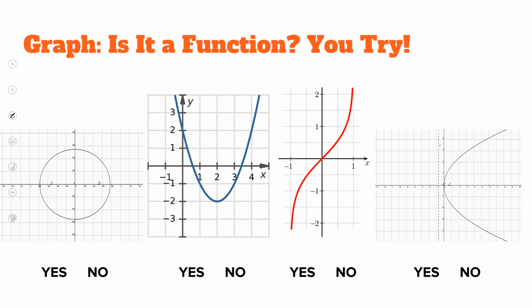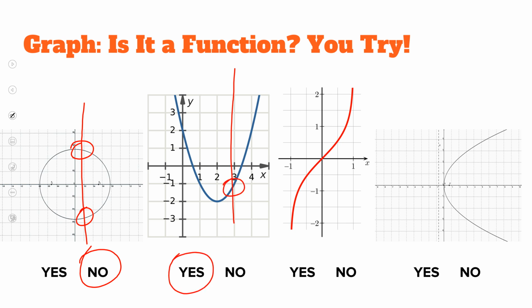This first example, I've given you a circle. If I draw a vertical line through the circle, I have two points of intersection now. So this is not a function. Our next graph given is what we call a parabola. If I draw a vertical line through any part of this parabola, there's going to be only one intersection point, so it is a function.